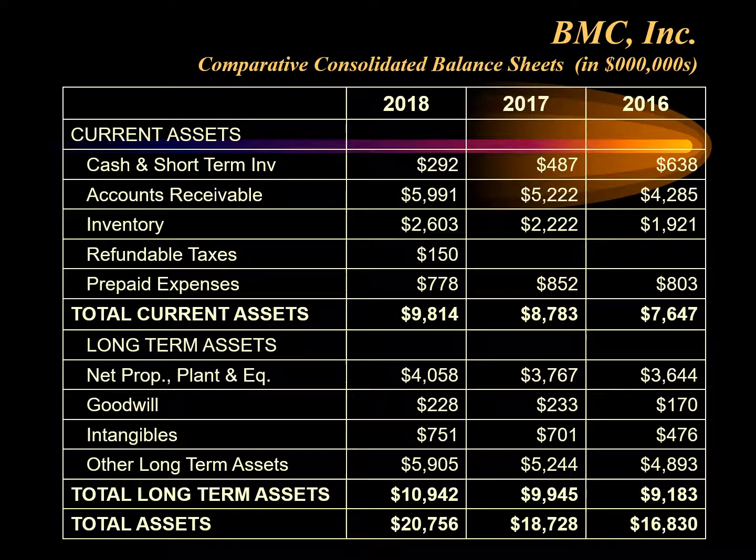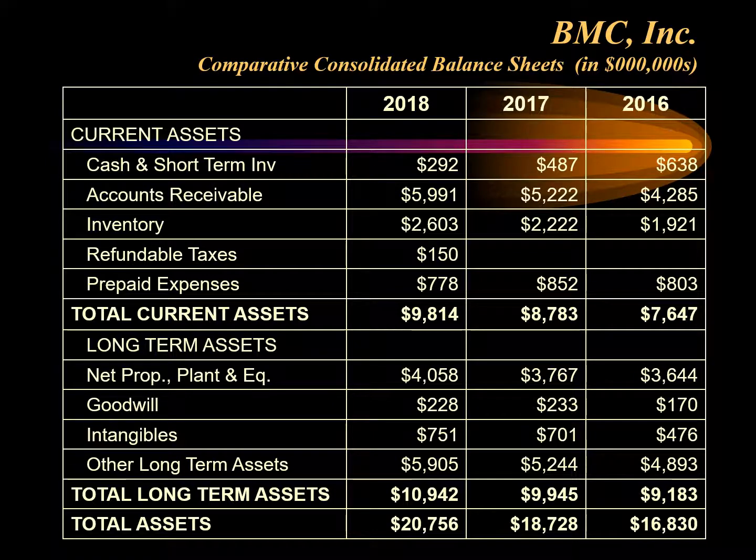Before I move to long-term assets, I do want to make one more comment about inventory. I mentioned that this is a manufacturing firm, so it has a sizable amount of inventory. Another type of firm that would have a significant amount of inventory would be a merchandising firm, because they would have to buy all their merchandise and have that on hand in order to operate. So they would also have a significant amount of inventory.